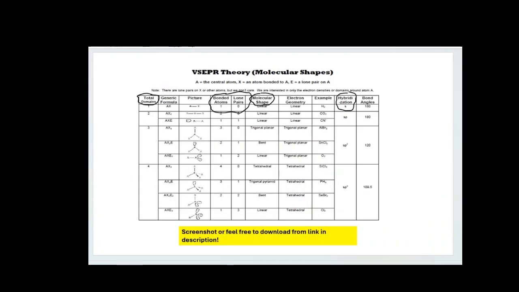Next, we'll go to the handout that I have. Feel free to screenshot or go to the description to download a copy. The sections from the handout that we're going to use are total domains, which pretty much aligns with electron groups, bonded atoms along with lone pairs, and then we're going to identify the molecular shape based on this data that we have, and then the hybridization.